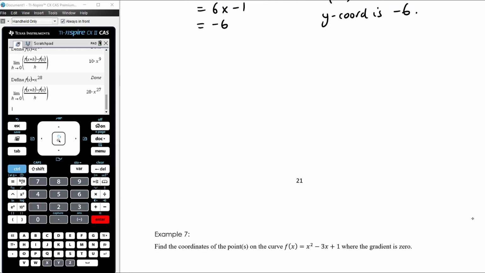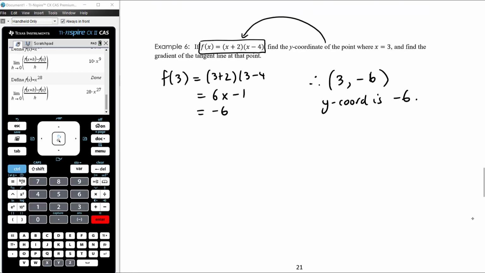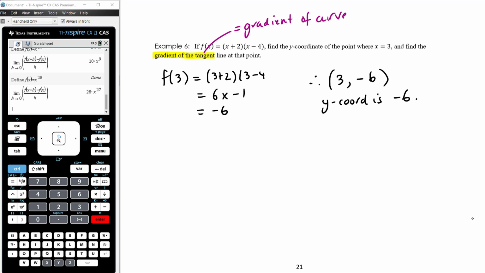Sorry. So remember, the gradient of the tangent, sorry, my pen stopped working for a minute. Find the gradient of the tangent. So remember, the gradient of the tangent is equal to the gradient of the curve at the point. Okay, so we essentially want to find the gradient of the curve when x equals 3. So therefore we need the derivative function. But before we can differentiate this, we've got a product of two things, so we want to simplify that first.